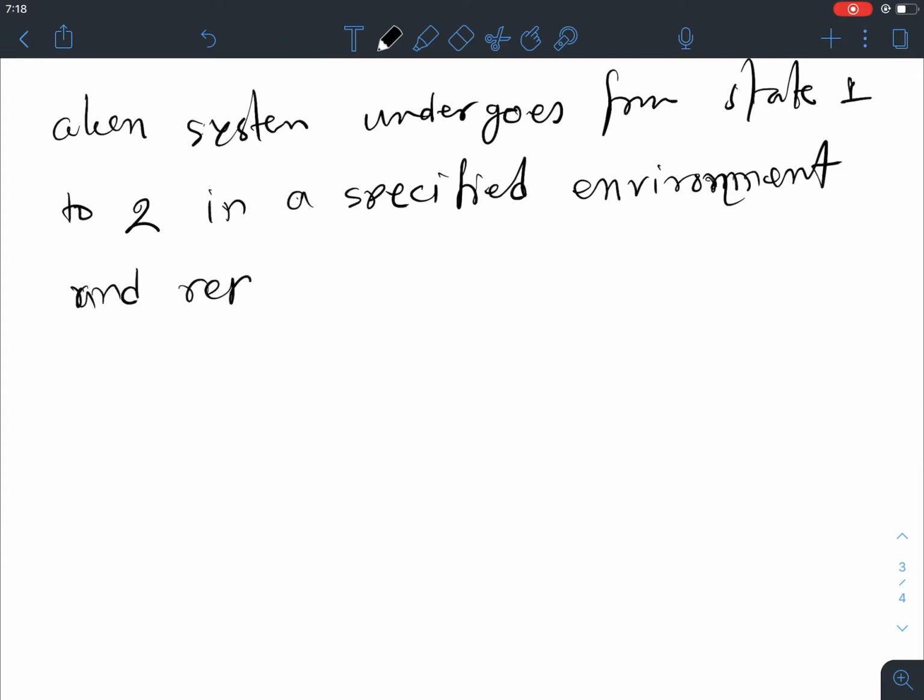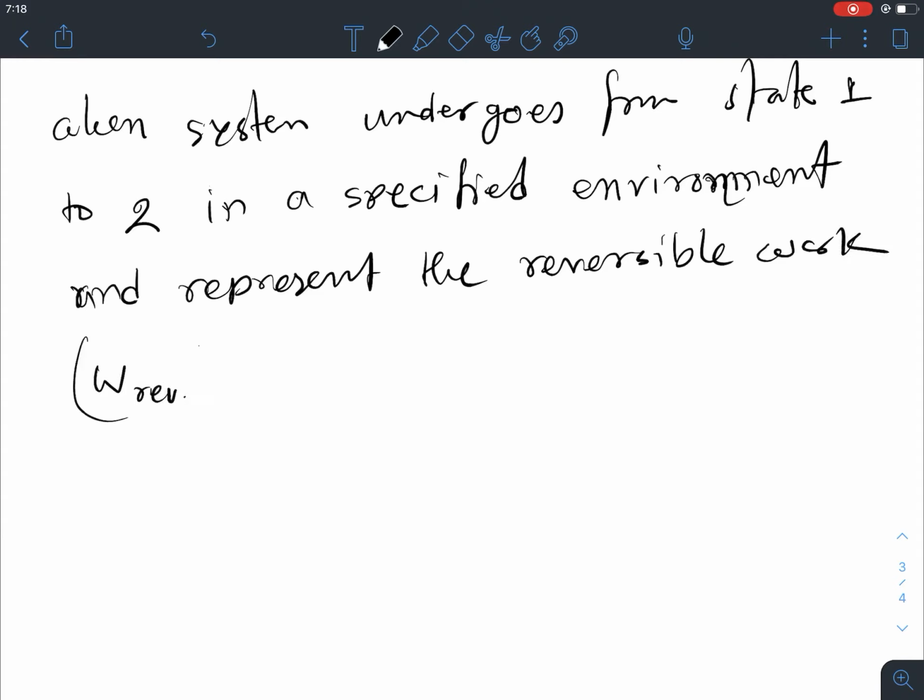In a specified environment, and represents the reversible work, which is W, right? So that's the relationship between the exergy change between two specified states, right? So now let's take a look at exergy change due to heat, work, or mass, right? So what is the expression?